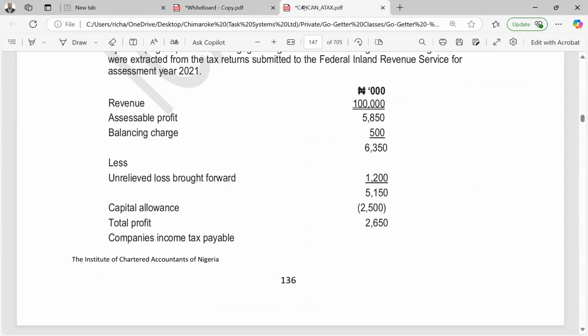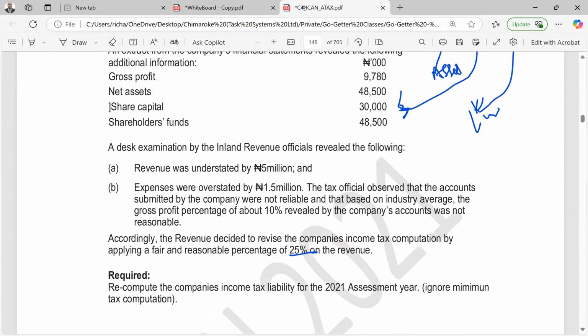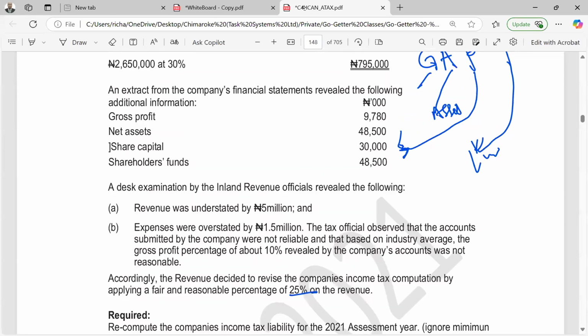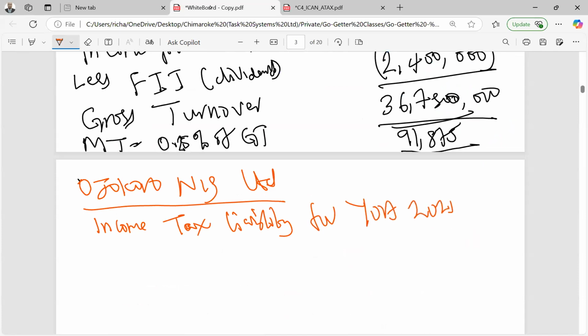What are we asked to find? We're asked to find income tax liability for 2021. Income tax liability for year of assessment 2021.